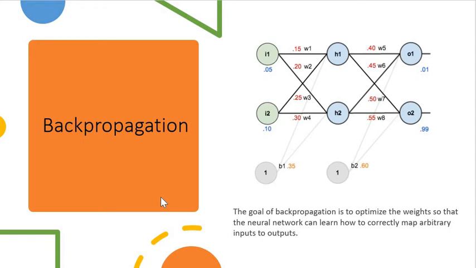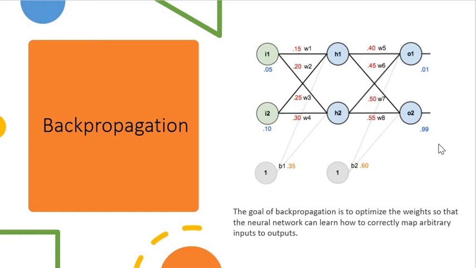As a next step, we have assigned some values here. Let's say my I1 is 0.05 and my I2 is 0.10. My ultimate goal is to have the values of O1 as 0.01 and O2 as 0.99. So the goal of backpropagation is to optimize the weights so that the neural network can learn how to correctly map arbitrary inputs to the outputs.